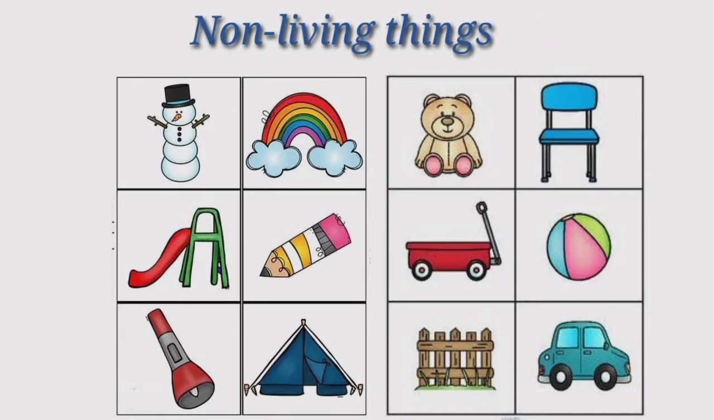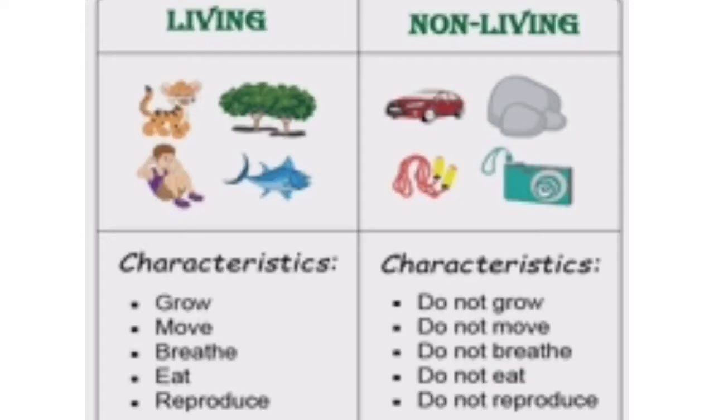So what are the features of living and non-living things? The living things can move, they can grow, they breathe, they need food, they can feel changes and they reproduce. But the non-living things, they do not grow, they do not breathe, they cannot move on their own.